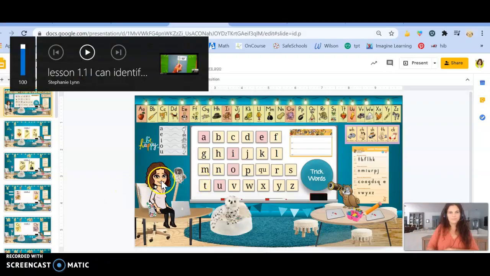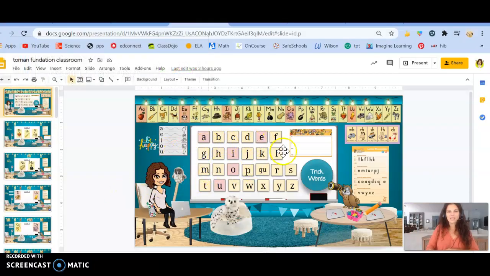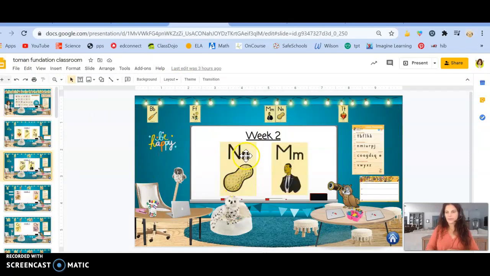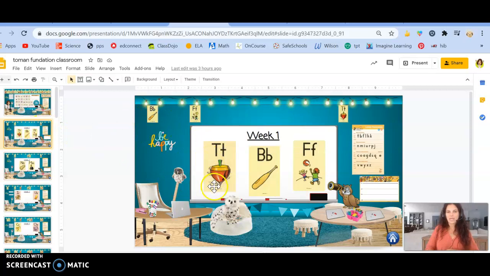All right, boys and girls, that is it for Fundations today. Let's review. Today we learned the letter N, nut, M, man. We learned that they were plane line letters. The week before we learned T, top, T, B, bat, B, F, fun, F. And we learned that those three were skyline letters. They start at the skyline.